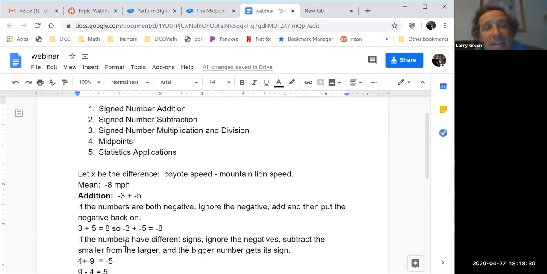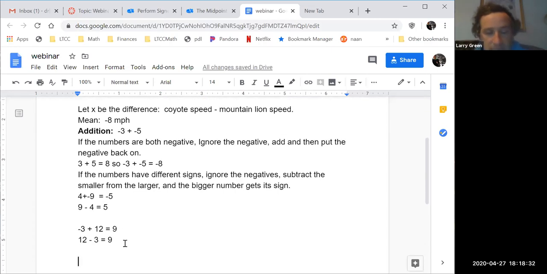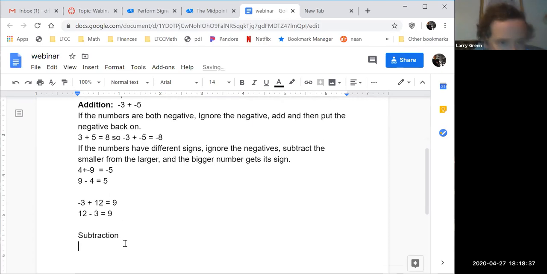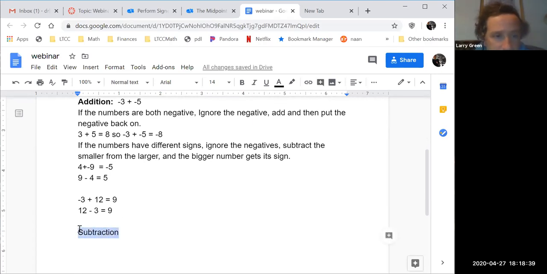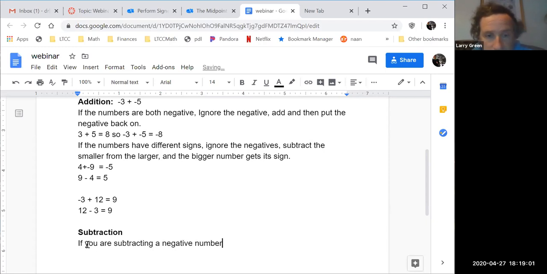Okay, let's look at signed number subtraction. So we're going to look at signed number subtraction. So this one gets interesting. Okay, if you're subtracting a negative number, then here's the rule.